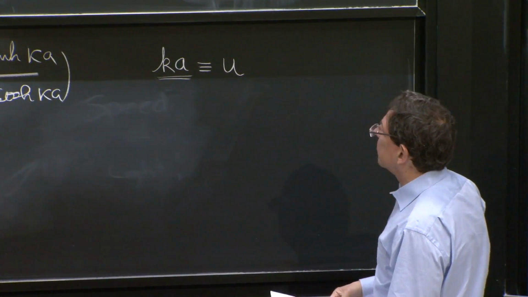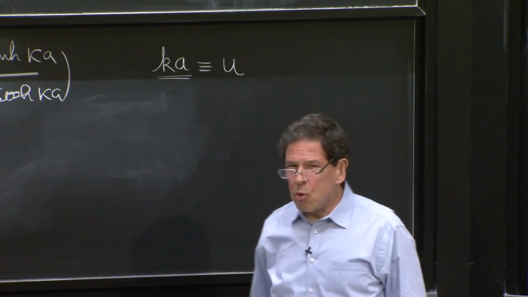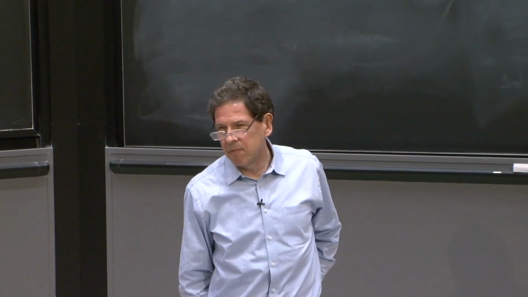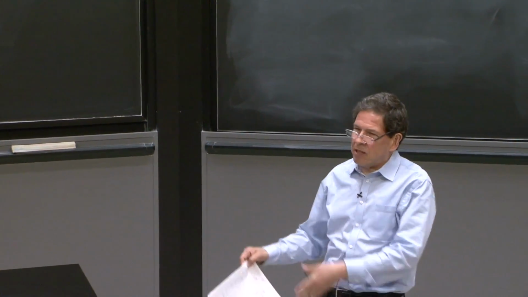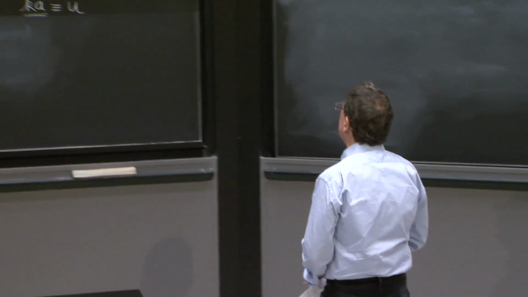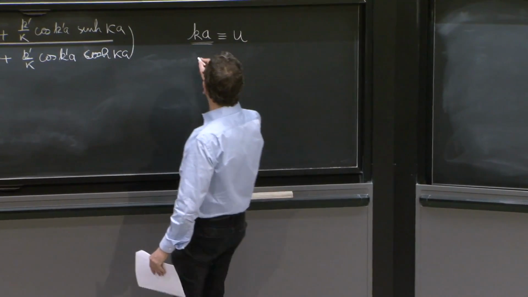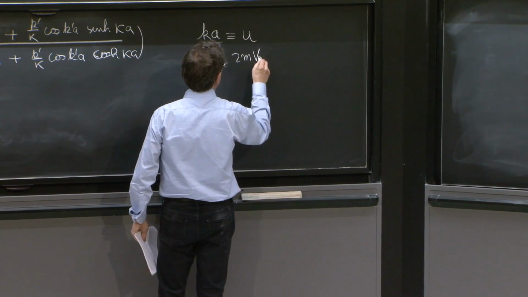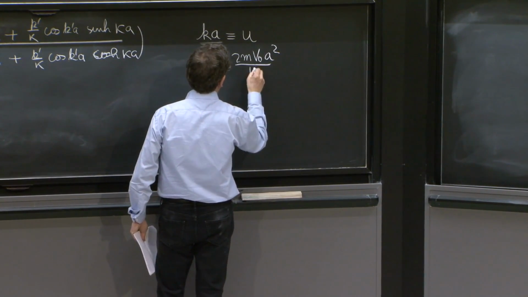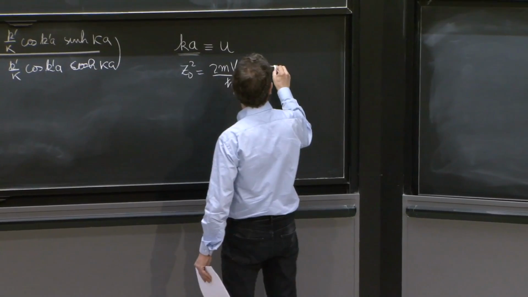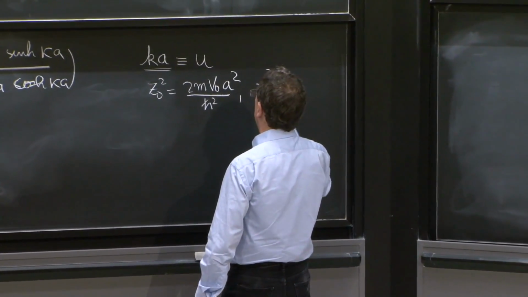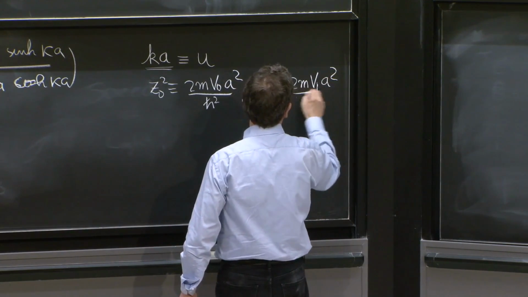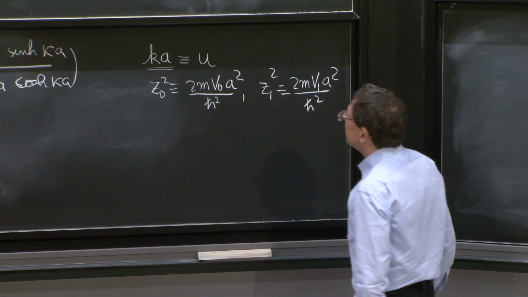Then you have two parameters of the square well type: a depth V0 and a height V1. So it's natural to define, just like you would have Z0 squared, which is 2m V0 A squared over H squared, you also define Z1 squared, this time as 2m V1 A squared over H squared.